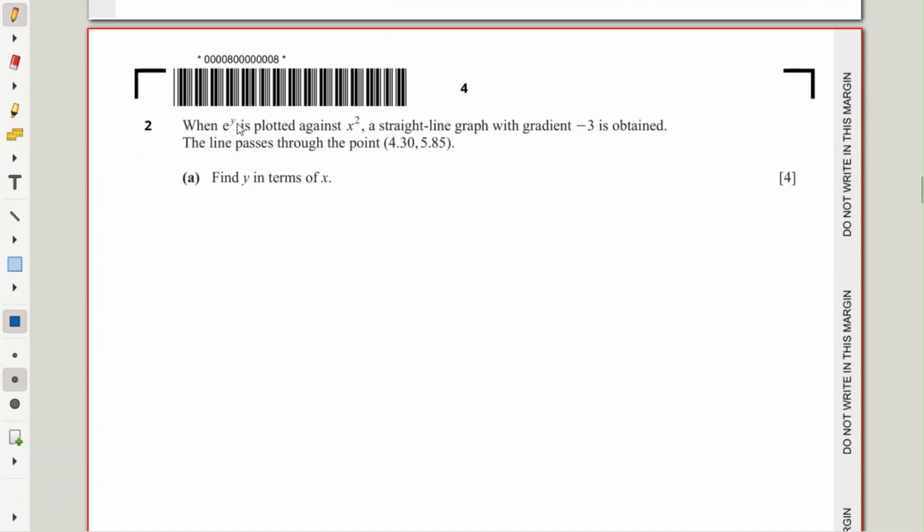Now, e to the power y is plotted against x squared. So that means my y is now this and my x is now that. Okay. And they gave me the gradient. Oh, these people are so gracious. They gave me the gradient. So my gradient is -3. It passes through this point.